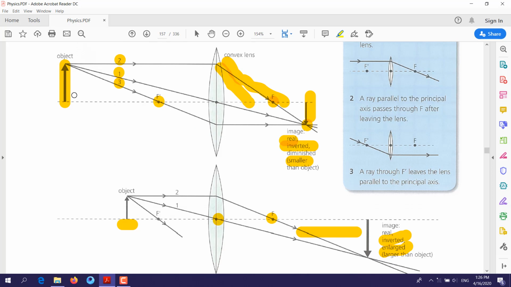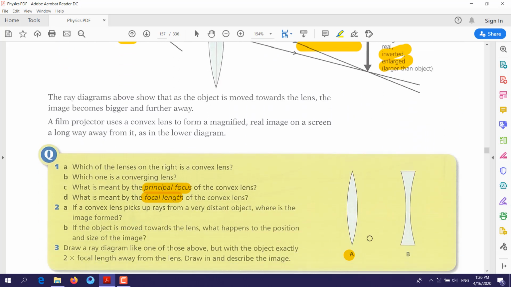Here it was far from the lens. The image was smaller. But when the object is closer to the lens, what happened to its image? The image now is farther, and also it is larger.